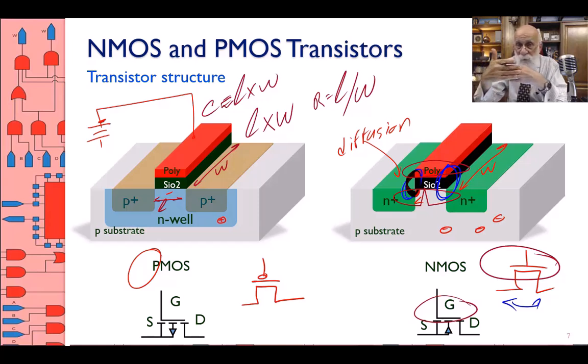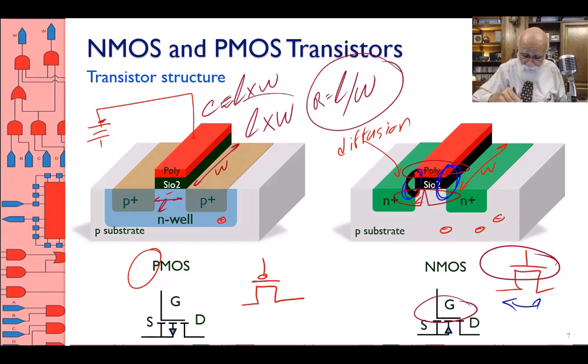When W becomes smaller, R becomes larger. When W becomes larger, it means that the area that these two conducting materials, the P's or the N's, are facing each other is a large area, and therefore less resistance. Both for the PMOS transistor and for the NMOS transistor, the resistances and the capacitances follow the same rules.